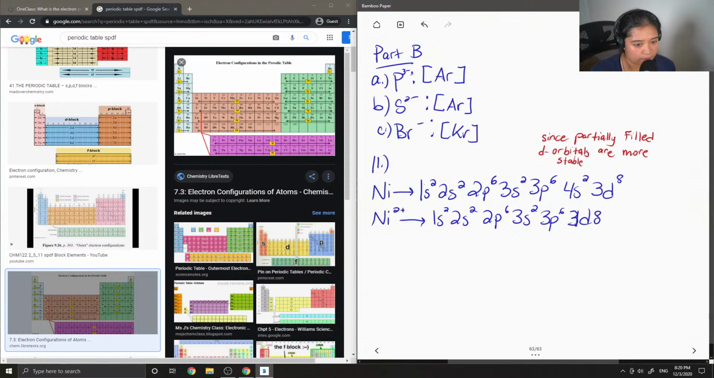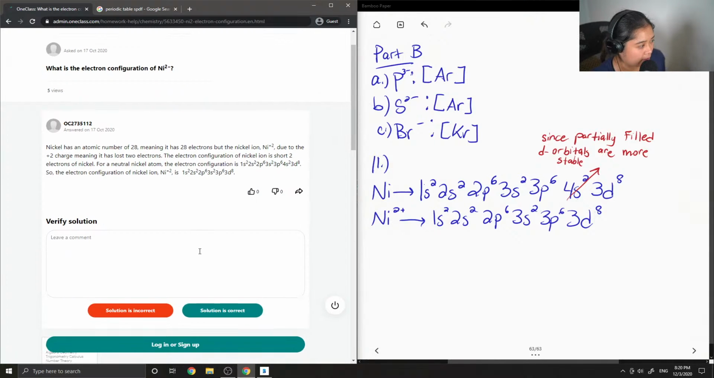But yeah, the more you practice writing electron configurations, the easier it gets because they all just follow the same pattern. So this solution is correct.